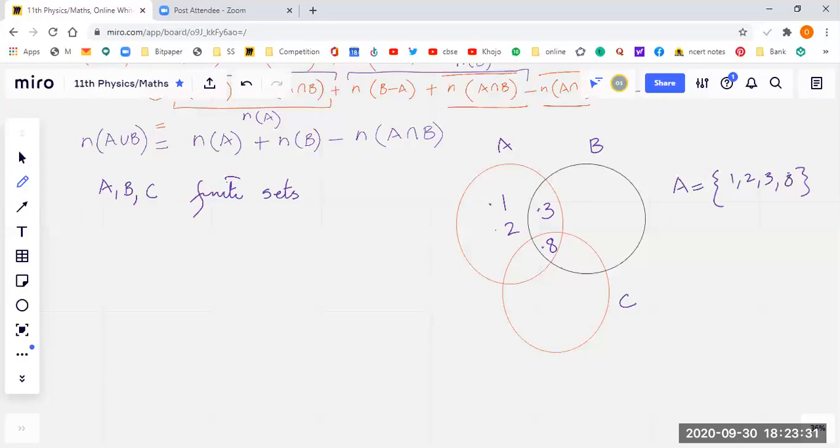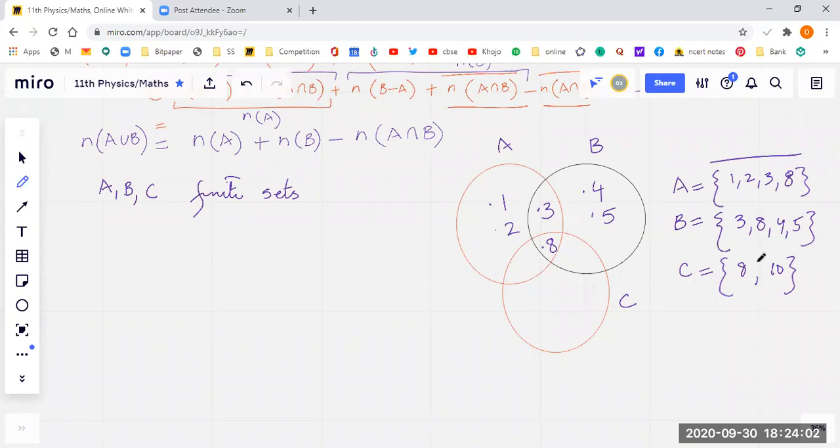4 elements only. Then I'm going to define the other set B. So B is, let's say, 3, 8, 4, 5, right? 3, 8 already I have written. I'll write 4 and 5 also. Okay, so this is 3, 8, 4, 5. And I'll define C also. Obviously, 8 is definitely there in that. And it has one more element, let's say 10. So the number of elements in A is 4. The number of elements here is also 4. The number of elements in C is 2.